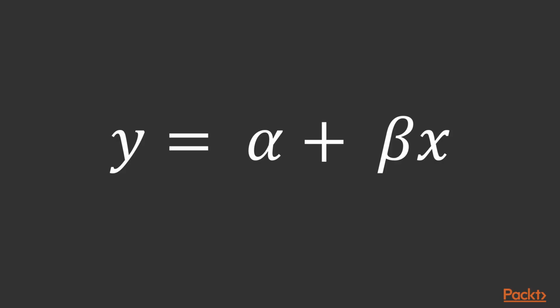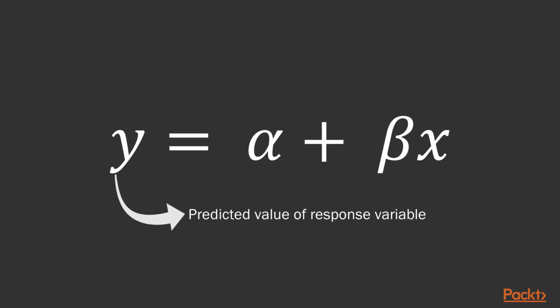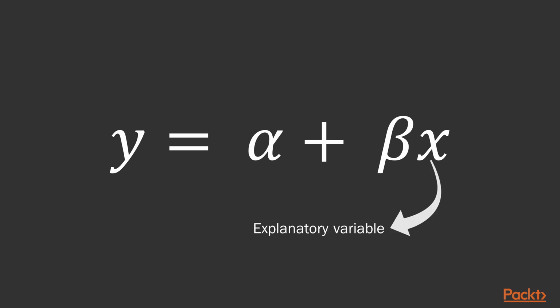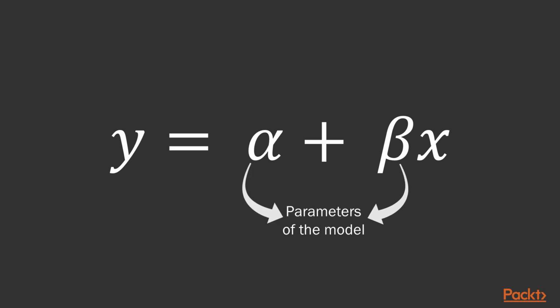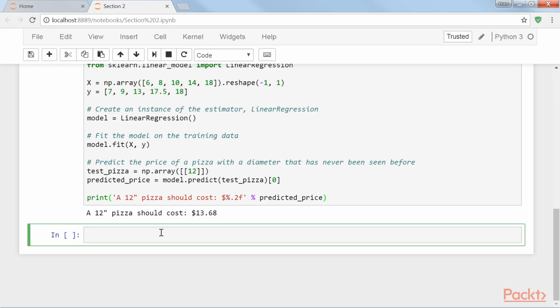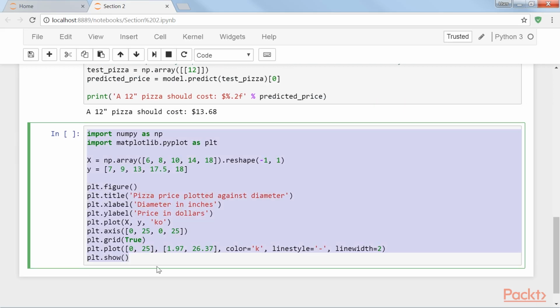The fit method of LinearRegression learns the parameters of this model for simple linear regression. In this formula, y is the predicted value of the response variable. In this example, it's the predicted price of the pizza. X is the explanatory variable. The intercept term alpha and the coefficient beta are parameters of the model that are learned by the learning algorithm. Let's plot the hyperplane now using this script.